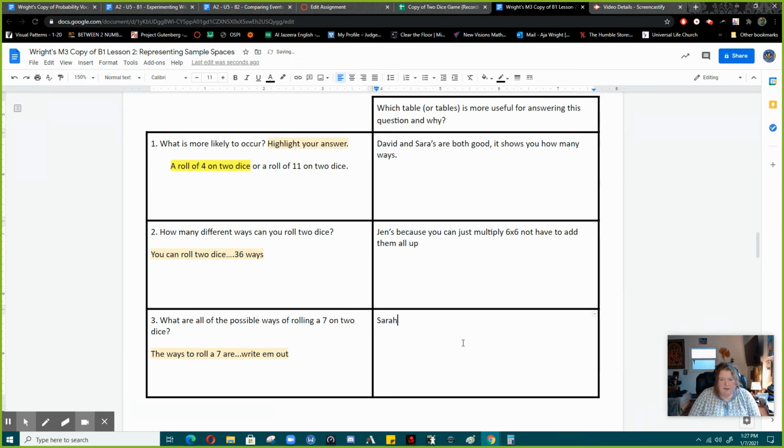But Sarah's is the easiest because you just look above the 7 and it's all there. Jen's, you have to know to look on the diagonal, but they are also all written there, right? David's is not good for this because he doesn't have that information at all.